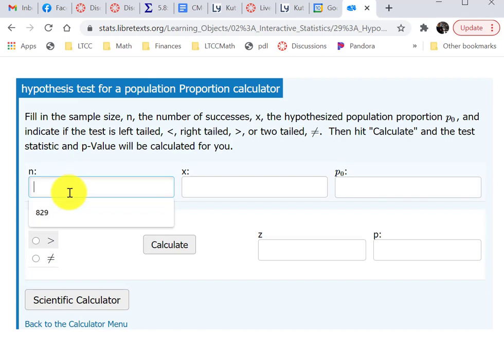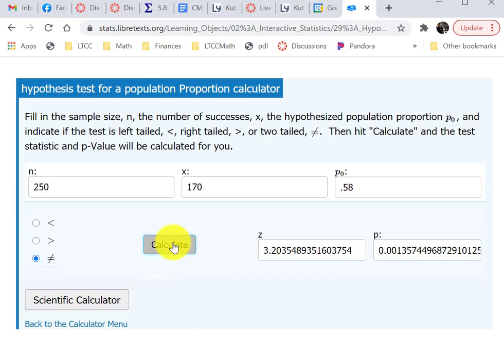And it asks for N. N was 250. It asked for X. X was 170. It asked for P naught. That's to the right side of the null and alternative hypotheses. So that's 0.58. We wanted P not equal to 0.58. So I click on not equal to for the two-tailed test and I hit calculate.